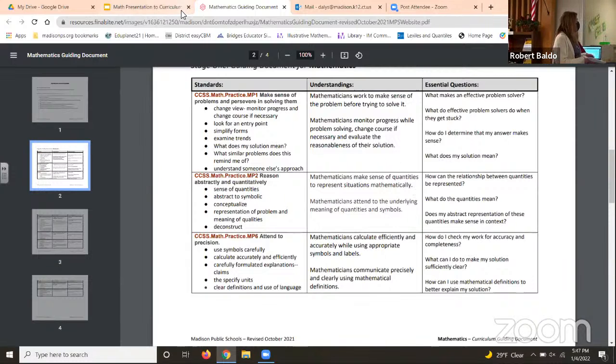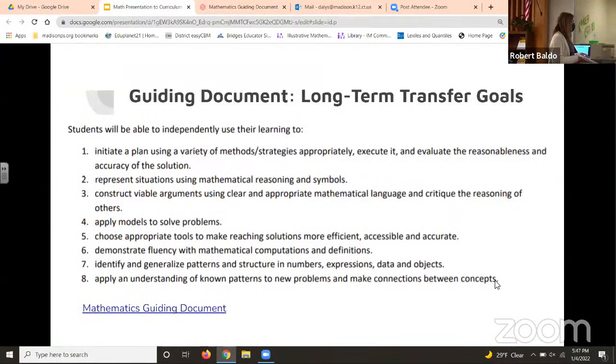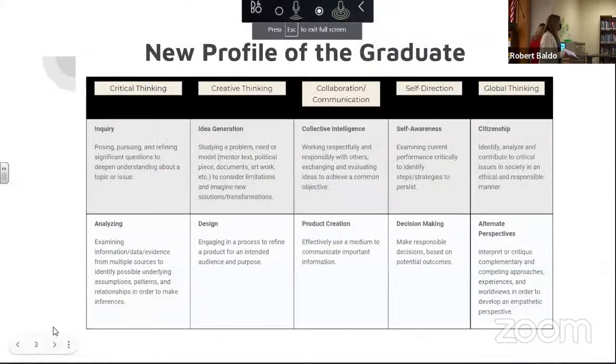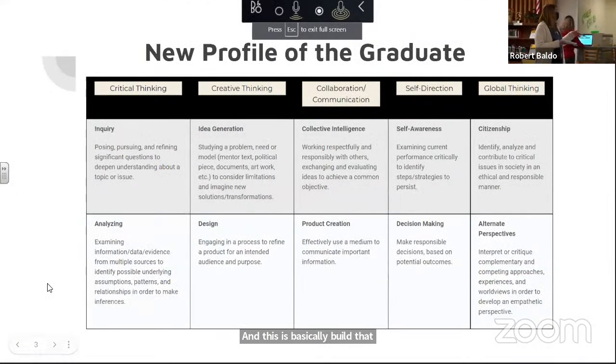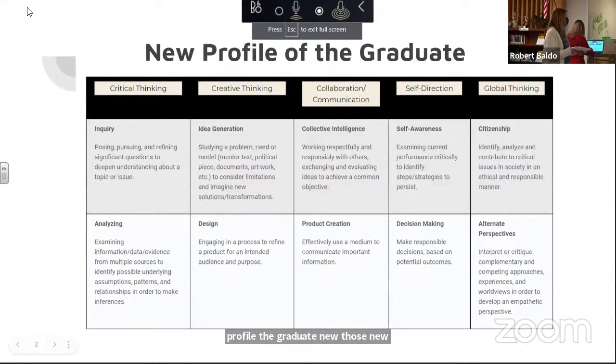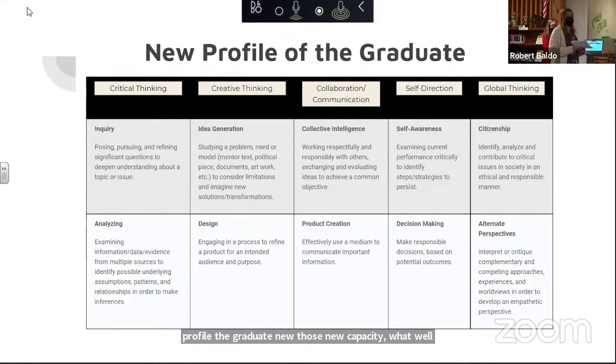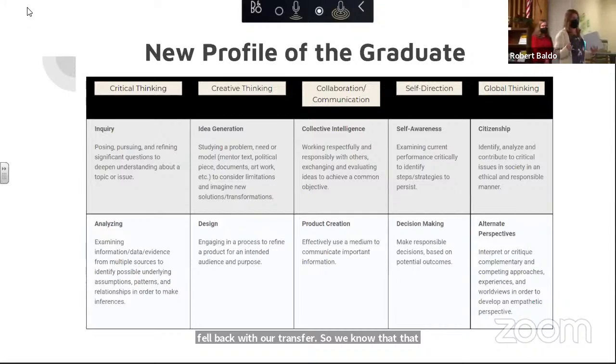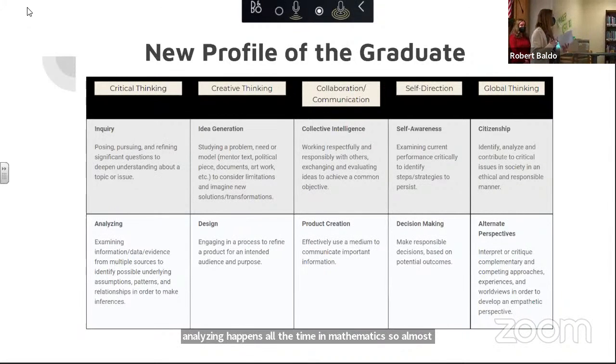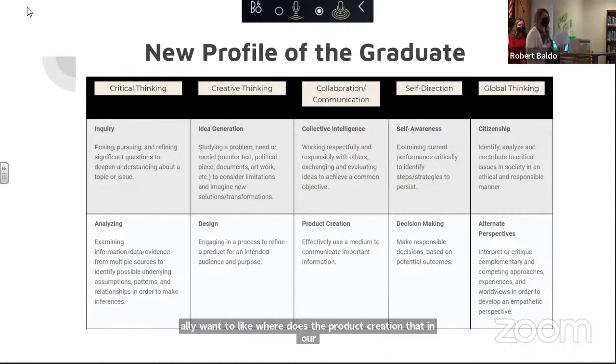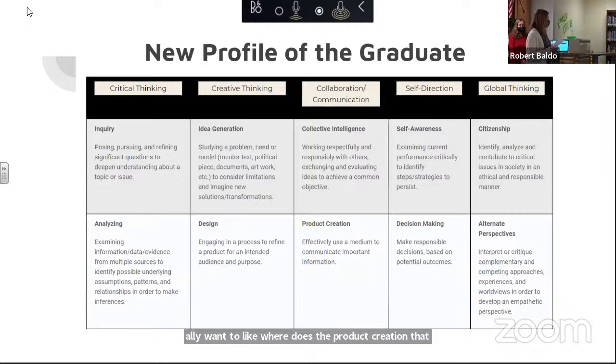Thank you, Gail. And then so Stacey, if you go back into the presentation. So for the new profile of the graduate, those new capacities, what we then did, as Gail mentioned, we took each of those capacities and we decided where they fell best with our transfer. So we noticed that analyzing happens all the time in mathematics. So almost for every single math practice, you will see that analyzing really works well. But we really look too, like where does the product creation fit in, or collective intelligence, or inquiry. I think we use some decision making built into our transfer goals as well.